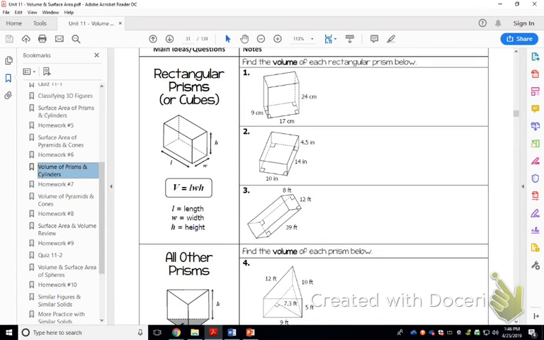Okay, the volume of rectangular prisms and all other prisms. I'm going to bypass this right here, and we're going to use the same one like we did before. So for our prisms, your volume is going to be equal to the area of the base times the height, or the distance between the two bases.